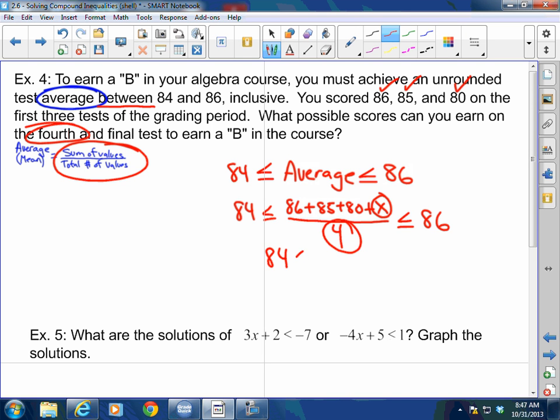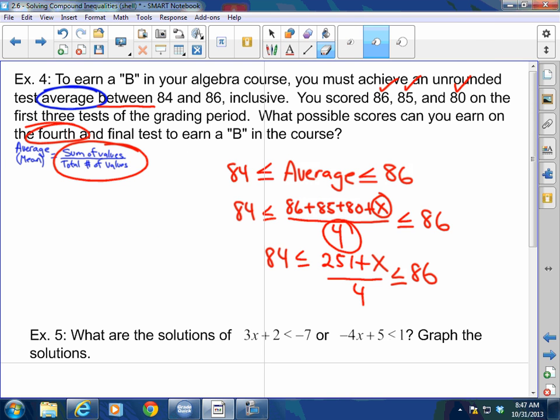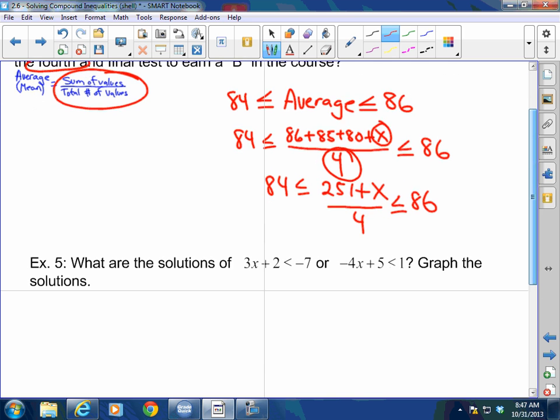This is 84 is less than or equal to 86 plus 85 plus 80. That's 11, 1. That's 9 and 8, 17. 17 and 8, 251, right? Yep, 251. So I have 251 plus x over 4 is less than or equal to 86. What do you mean what happened to the x? The x is the fourth test. You with me? Now, how do I solve for x here, guys? How do I solve for x?